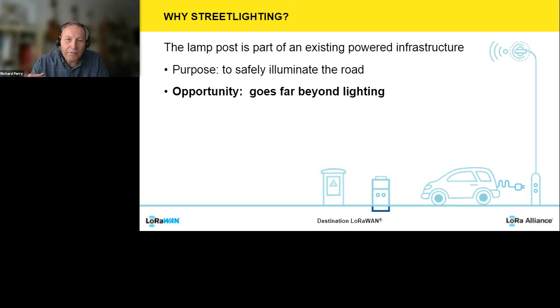But we find that the main purpose of street lighting, of course, is to provide safety for the citizen and for the driver. But the opportunity that the street light brings goes far beyond that and allows us to use that street lighting infrastructure for a plethora of other devices. And I think we're seeing that cities, municipalities and local authorities are recognizing that and making the street light as a place for placement really important.